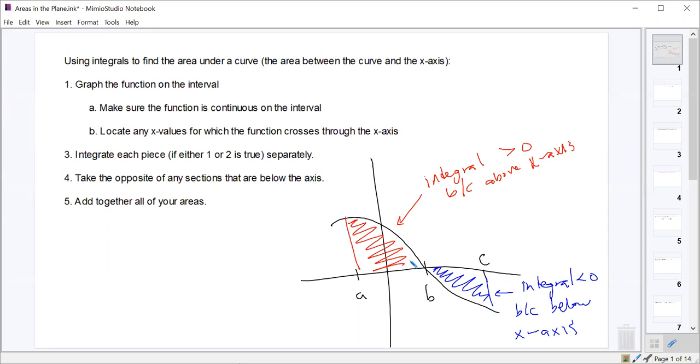So sort of the steps we're going to take when you're asked to specifically find area is graph your function and see if there's any discontinuities. So like if you have a hole in it somewhere, you want to break up your interval at that hole. That's not going to happen very often. But what will happen often is you will have a place where your function crosses through the x-axis. And so like I said, we'll integrate each section separately, take the opposites of the pieces that are below to make them positive, and then add all of our areas together to find the actual area between the curve and the x-axis from, in this case, A to C. Good? Hopefully.